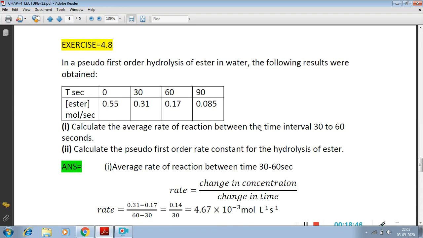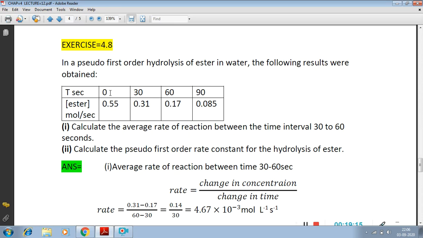Now, question number 4.8. The question is like this: in a pseudo first order hydrolysis of ester in water, the following results were obtained: time in seconds, and the concentration of ester that are given to us at different time intervals.